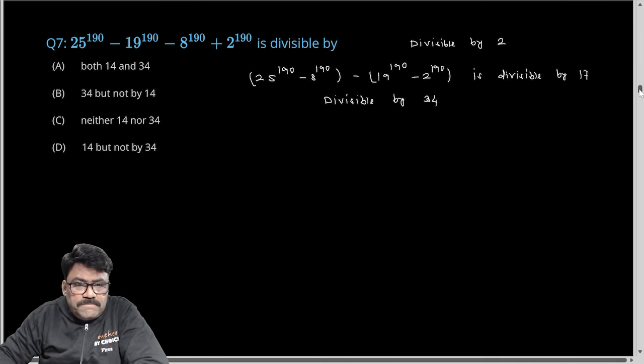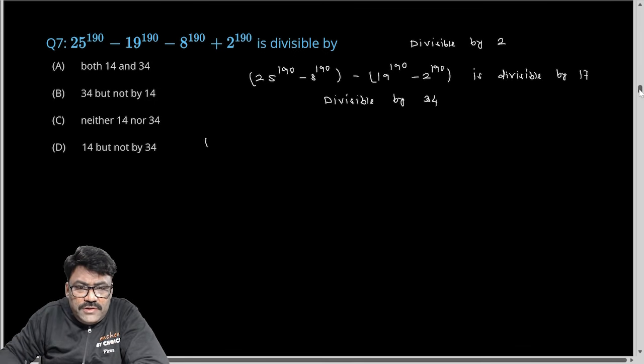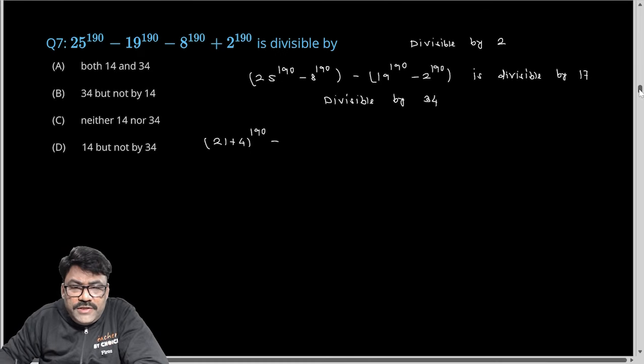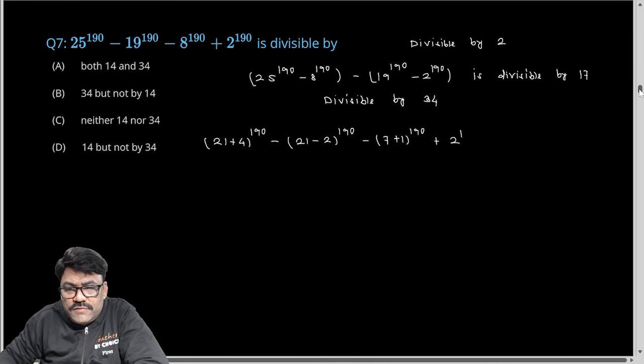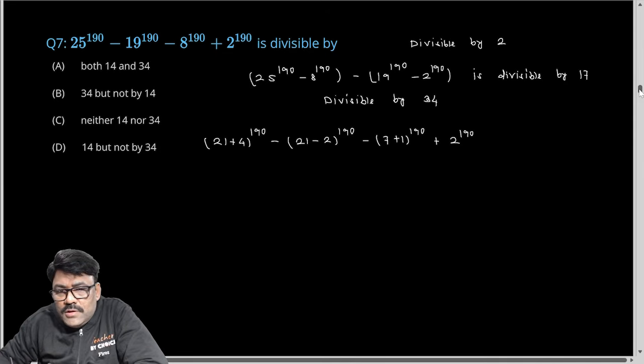So what I will do, I can write this 25 raised to 190 as (21 plus 4) raised to 190. I can write 19 as (21 minus 2) raised to 190. 8 can be written as (7 plus 1) raised to 190. And let's keep this 2 raised to 190 as it is. So 21 is divisible by 7, so I can erase it. In fact, what I'm doing, I'm just finding the remainder when it is divided by 7.